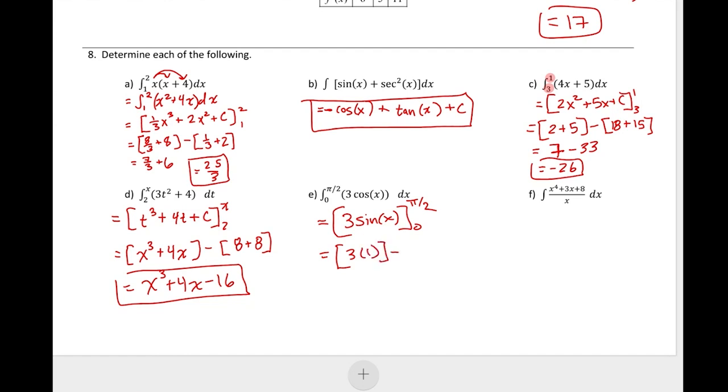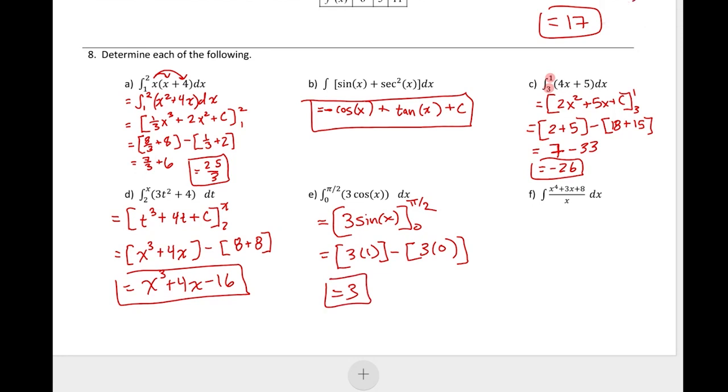And then if we plug in 0, we get sine of 0. Well, that's just 0. So this will just equal 3. I guess that bell is the cue that we need to finish this up.